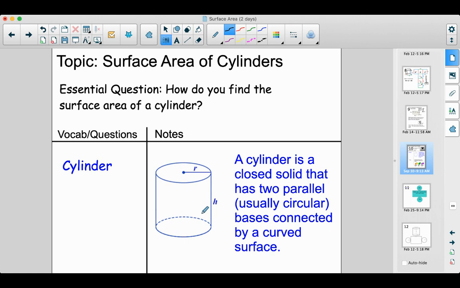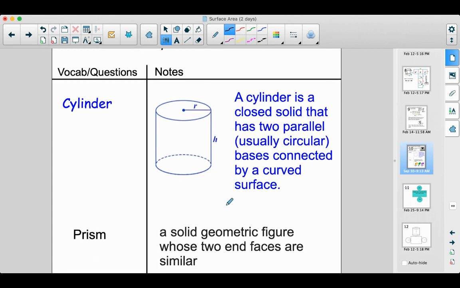If you remember, prisms are named by their bases. If the base is a square, we call it a square prism. If it's a triangle, we call it a triangular prism. If the base is a circle, we call it a cylinder. It's got a special name.